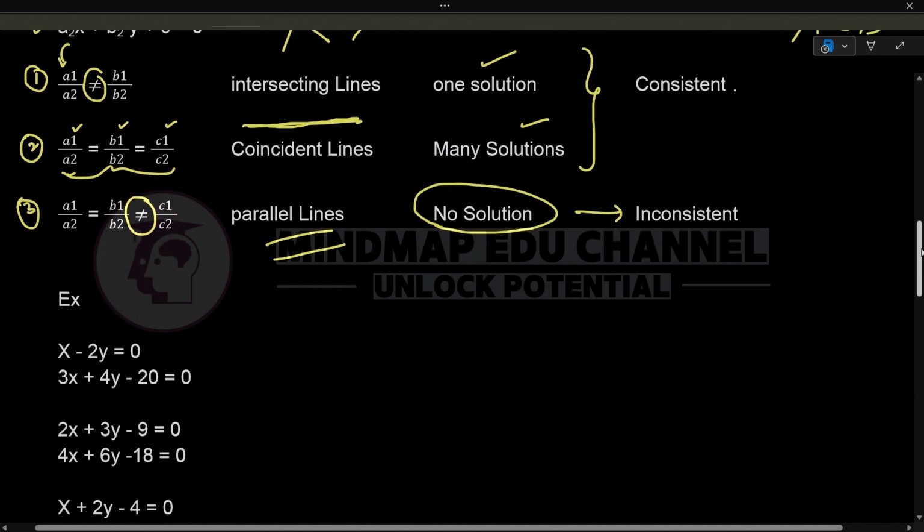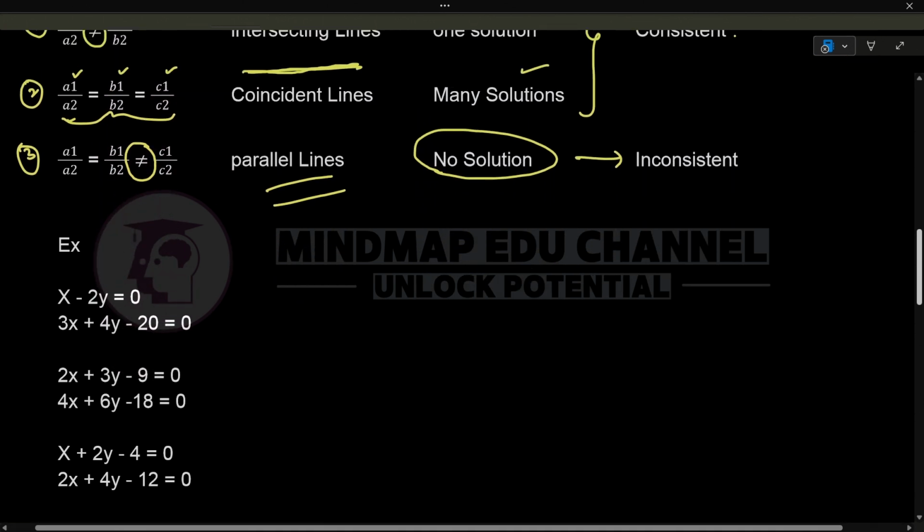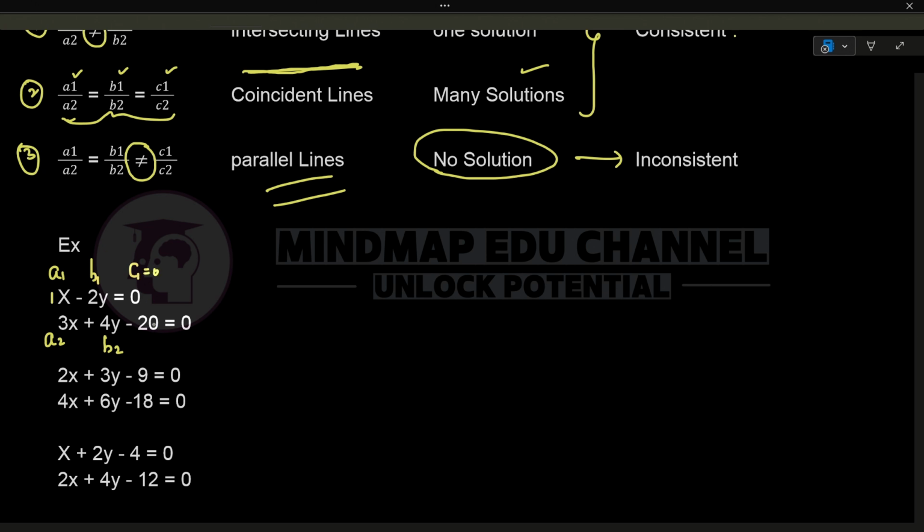Let's see it with an example. Now see here, let's take a1. Here a1 is 1. And what about a2? a2 is 3. The value of b1 is minus 2 and the value of b2 is 4. And here c1 is 0 because we don't have the value of c. There is no constant term in the first equation. So c1 is 0 and c2 here is minus 20.